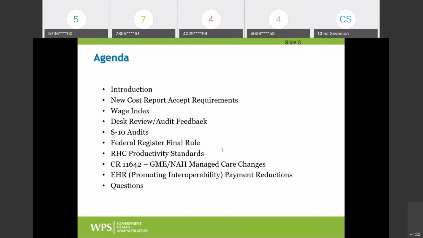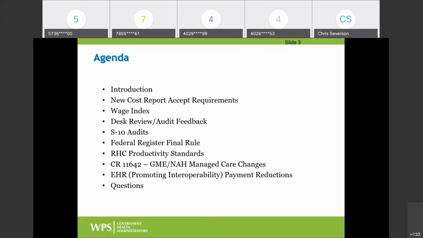For the agenda, I also sent out the agenda Word document in that email with a little more detail. This is just a brief listing of the things we're going to go through. We've already talked about the introduction. We're going to go through some new cost report acceptability requirements that you may very well be aware of already. We're just going to go through them because now there's an actual change request that makes them effective for us to review at acceptability.